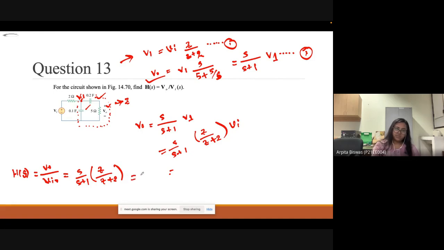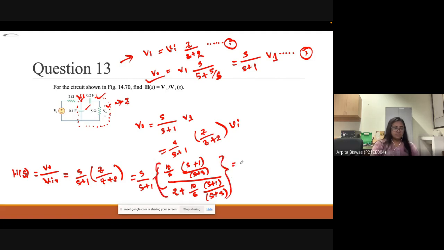So now write down the value S by S plus 1, 10 by S into S plus 1, by S plus 3, by 2 plus 10 by S into S plus 1 and S plus 3. Then what is the value of it?